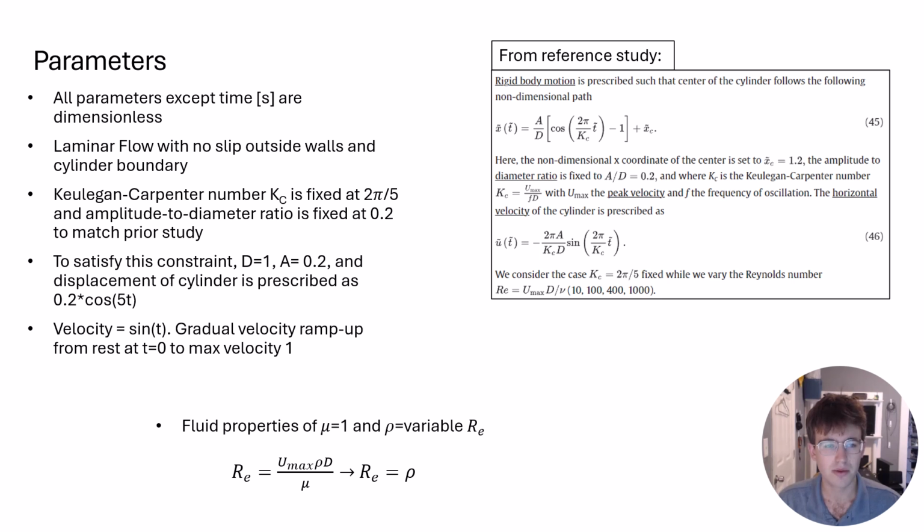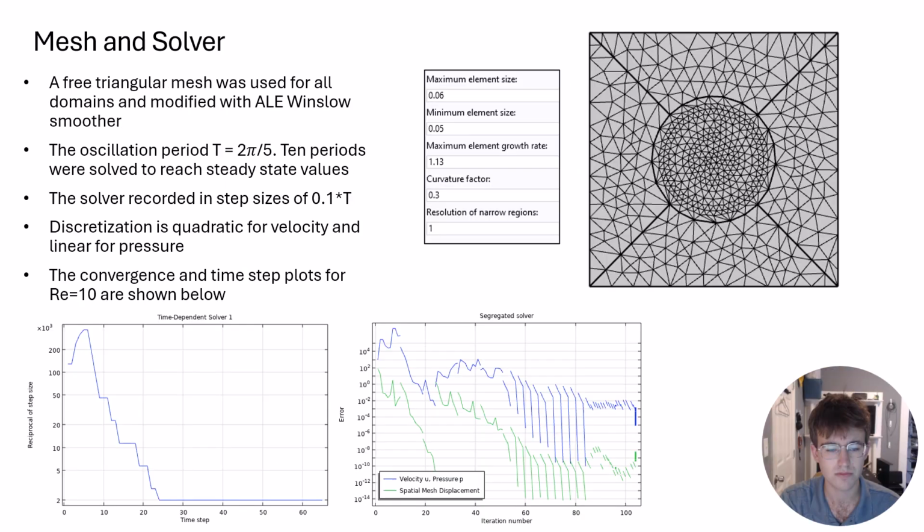I made all the parameters dimensionless and had a no-slip boundary condition on the walls and the cylinder boundary. I used the same Kc number and amplitude to diameter ratio as the prior study to compare. I used D equals 1 and a 0.2 amplitude for the ratio, and a mu of 1, and the prescribed displacement caused a U max of 1, meaning that the Reynolds number is just equal to the fluid density, making it easy to control.